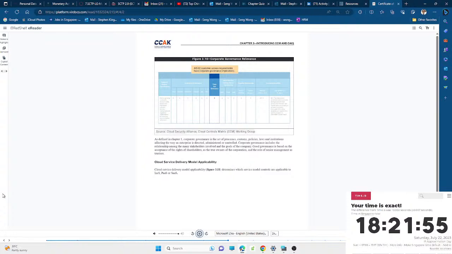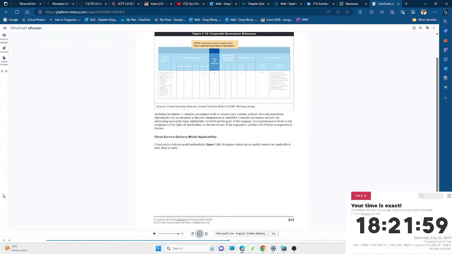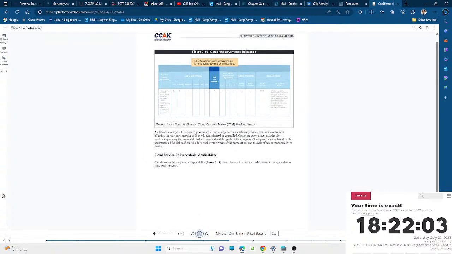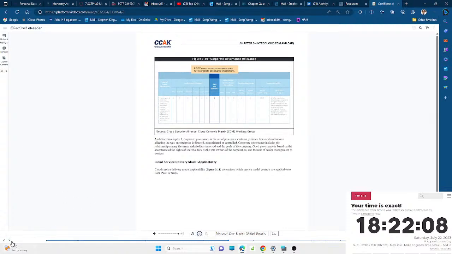Source: Cloud Security Alliance, Cloud Controls Matrix, CCM, Working Group. Certificate of Cloud Auditing Knowledge Study Guide, Copyright 2021 Cloud Security Alliance and CCAK. All rights reserved. Chapter 3, Introducing CCM and CAIQ. Image with the following description: image for page with label 213.